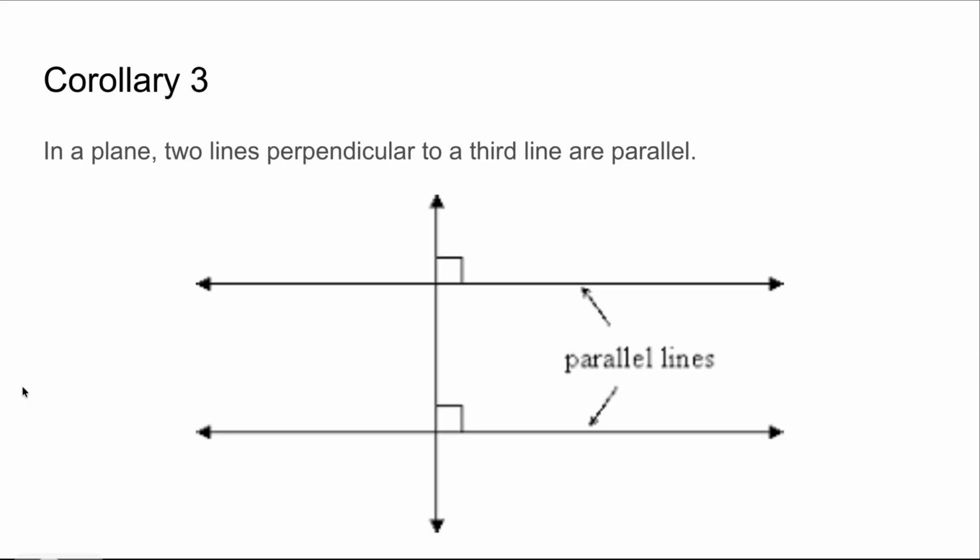Corollary number 3. In a plane, two lines perpendicular to a third line are parallel. So if you have a line perpendicular to a transversal, and then you have another line that is also forming a perpendicular angle with your transversal, then you have parallel lines.